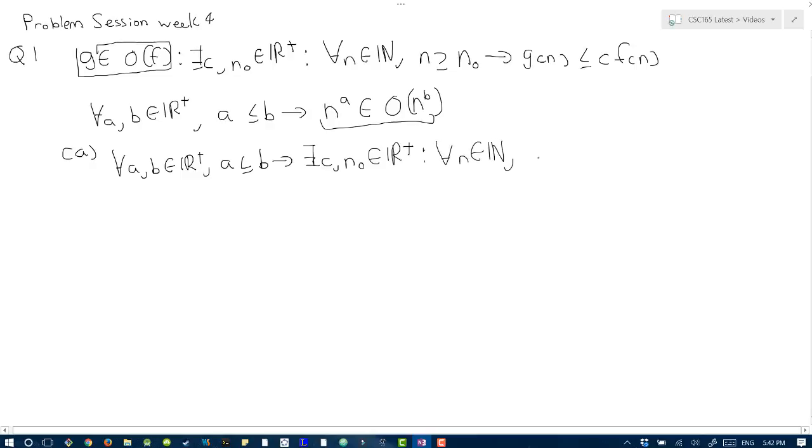Okay, and then you have n is larger than n naught. Thus, instead of this, you have n^a smaller than or equal to C times n^b. Okay, so for the second part, we're asked to prove this.